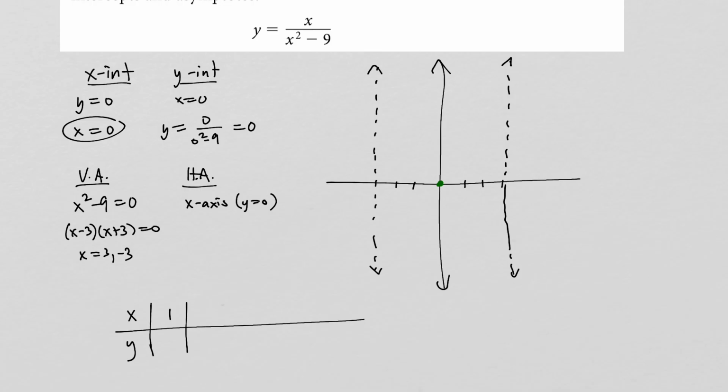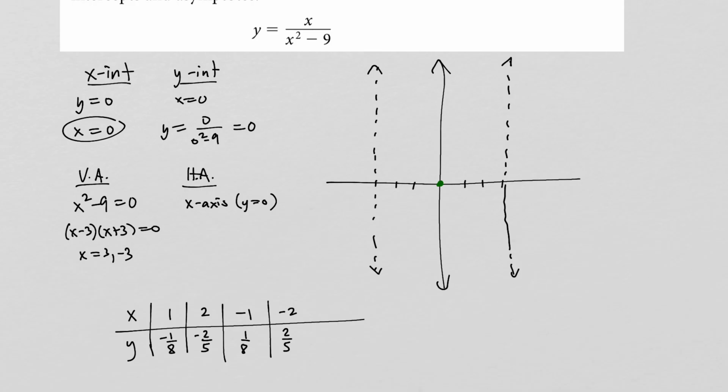So let's go ahead and plug those in. If x equals 1, we're going to get 1 divided by negative 8, which is negative 1/8. If x equals 2, we're going to get 2 divided by negative 5, which is negative 2/5. If x equals negative 1, we're going to get negative 1 over negative 8, which is positive 1/8. And if x equals negative 2, we're going to have negative 2 divided by negative 5, which is positive 2/5.